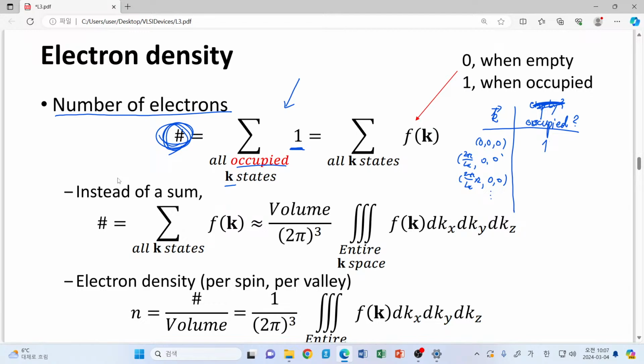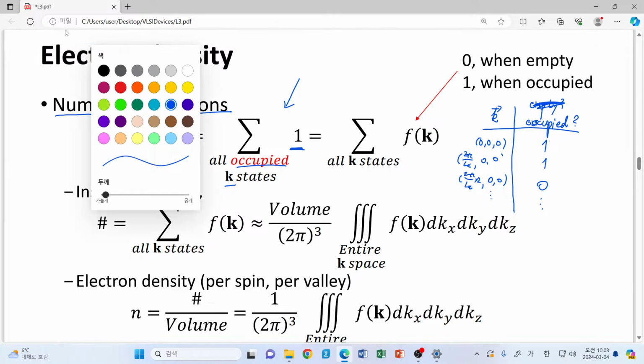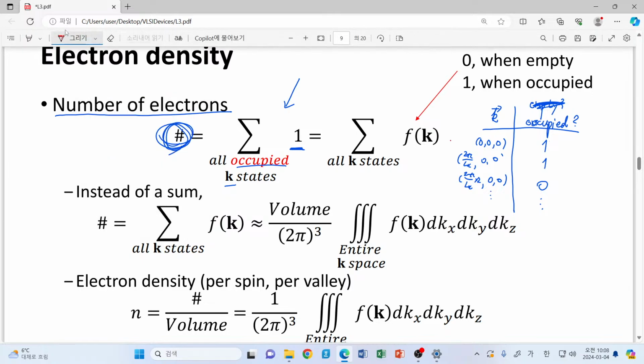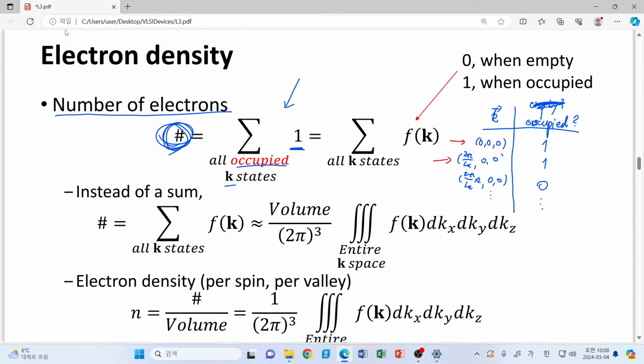Yes, it is occupied. Yes, it is occupied. Unfortunately, this is not occupied. And another one, 0 or 1. You can make a long table for the occupancy of your electronic states. Then, if you have this kind of table, you can consider only the occupied K-states. Since you are occupied, add number 1. Since you are occupied, add number 1. Since you are not occupied, you don't contribute.